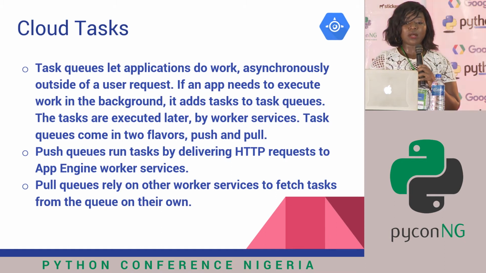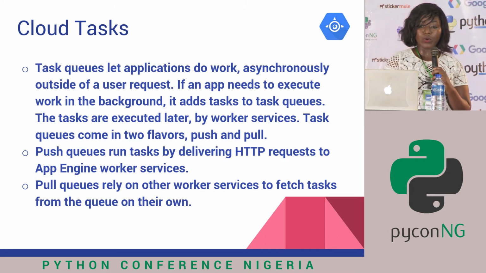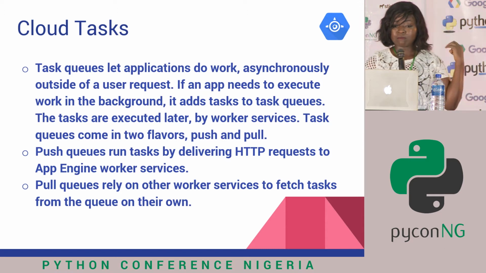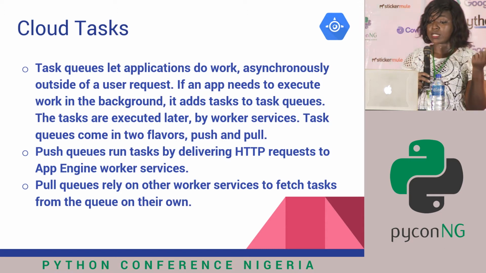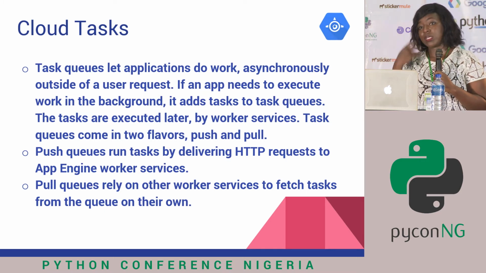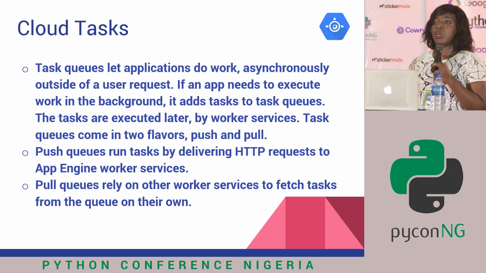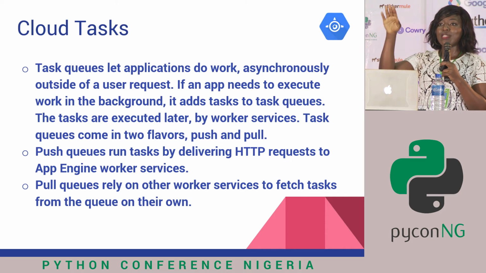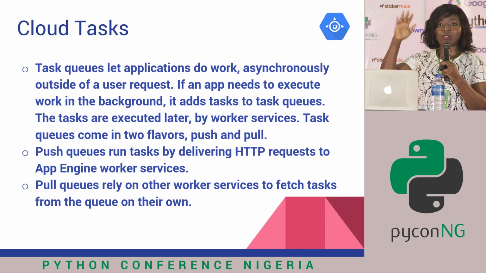And on Cloud Tasks, we have the push queues and the pull queues. Push queues run tasks by delivering HTTP requests to an App Engine worker service. So I'll just quickly give an overview of that. If you are running push queues, you just send all your requests, then it's there. Whenever it's time for it to run, it just goes.